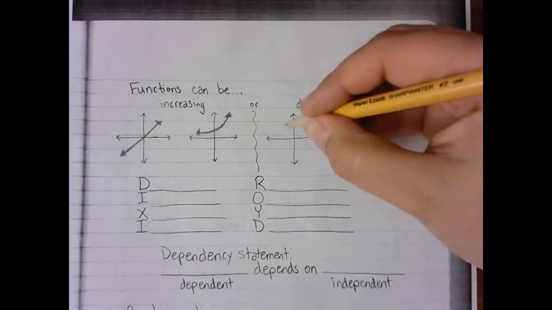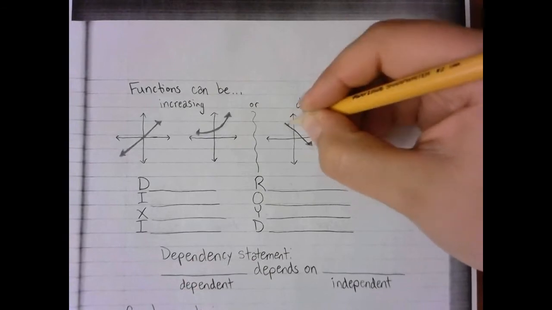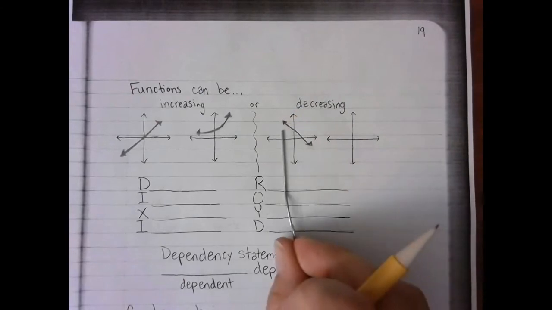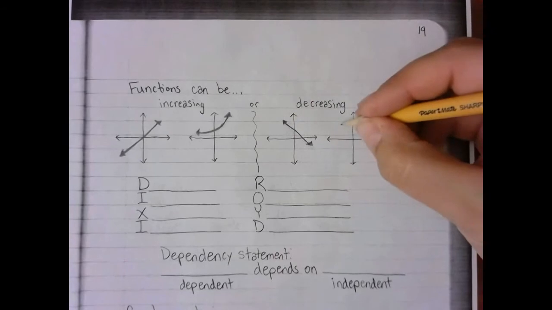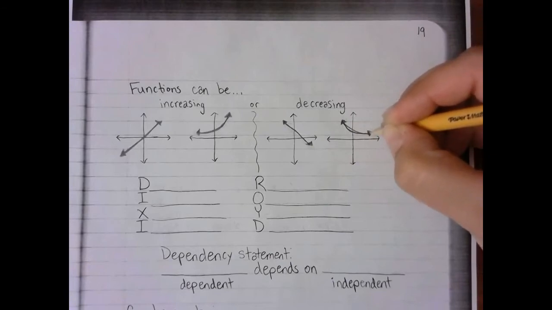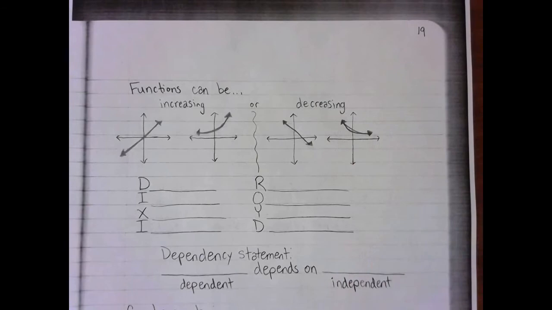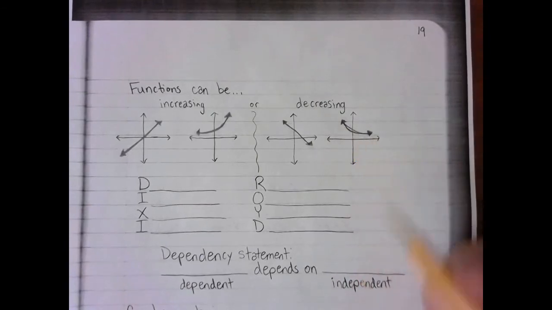The opposite would be decreasing. Here's another line, and always go from left to right. Going from left to right, we're going down, so that's decreasing. Or again, you could have a curve, and always going from left to right, that one's decreasing as well. Notice it might look like it kind of levels out. That's okay. It's still decreasing overall.